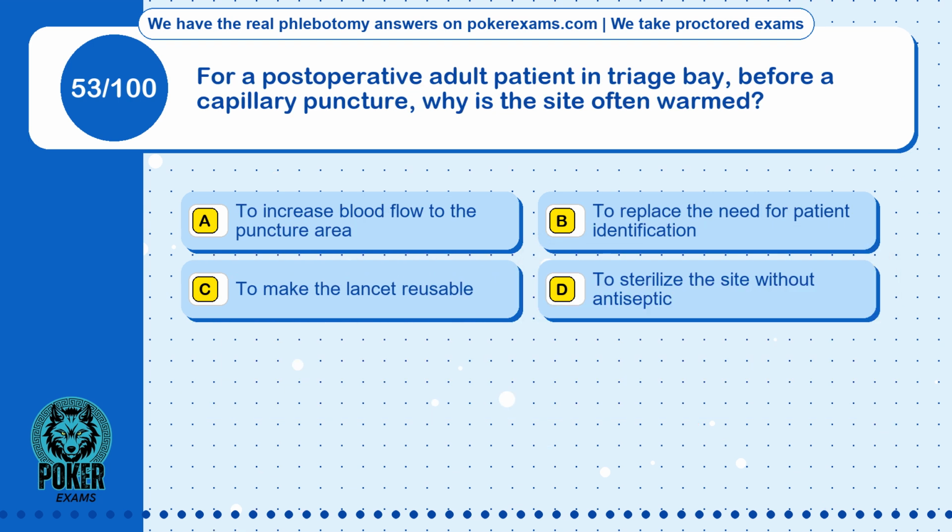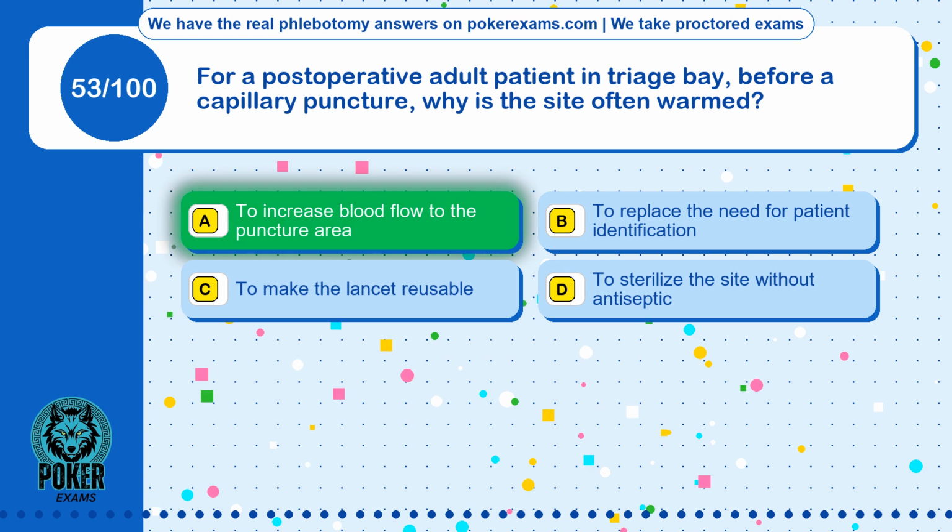Question 53. For a postoperative adult patient in triage bay, before a capillary puncture, why is the site often warmed? Option A. To increase blood flow to the puncture area. Option B. To replace the need for patient identification. Option C. To make the lancet reusable. Option D. To sterilize the site without antiseptic.